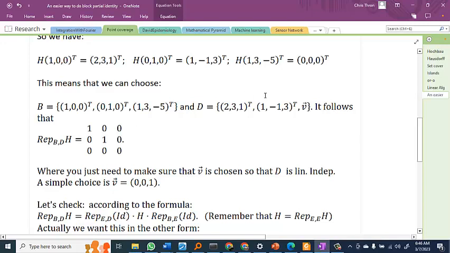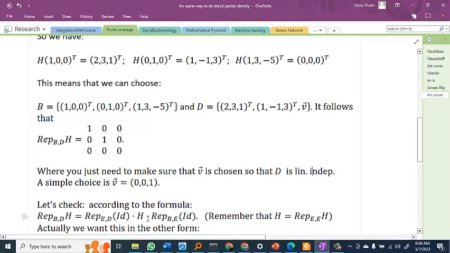As I said, this third vector could be any vector as long as it's linearly independent from the other two vectors in D. I can simply choose (0, 0, 1). That's obviously linearly independent from these two. There's no way that you could take a linear combination of these two and get (0, 0, 1). It just doesn't work.